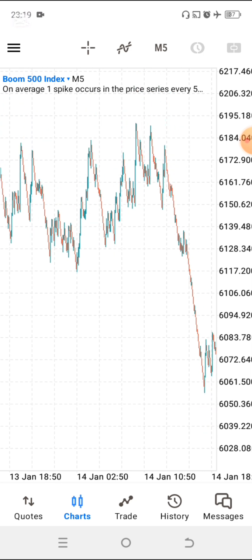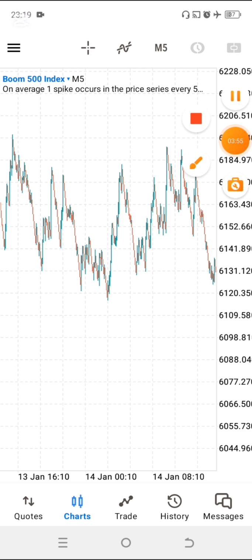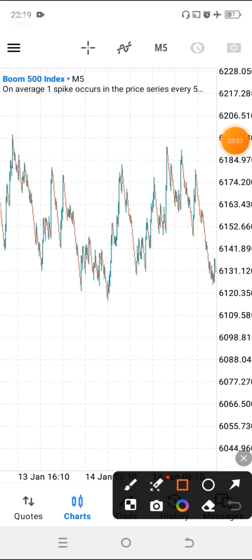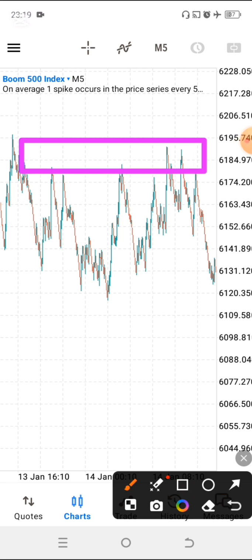Personally, I even like the breakout of support and resistance more than support and resistance that is respected. So over here, as you can see, this is a resistance zone. As you can see, the market over here, we've got a resistance. Market pushed up, there's a resistance over here.